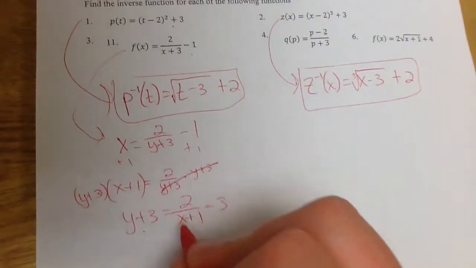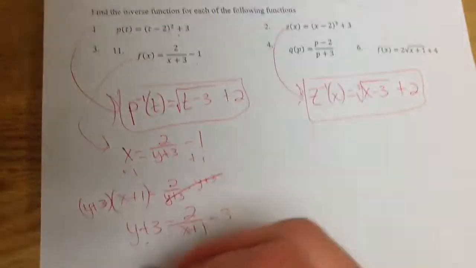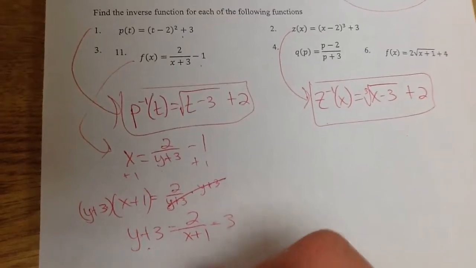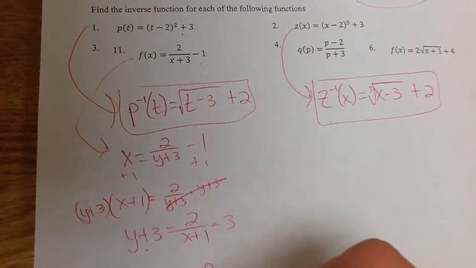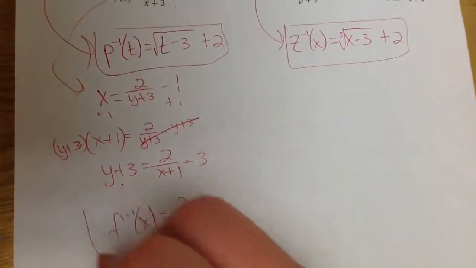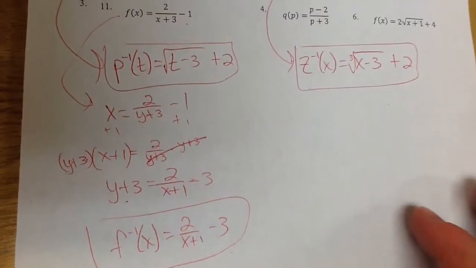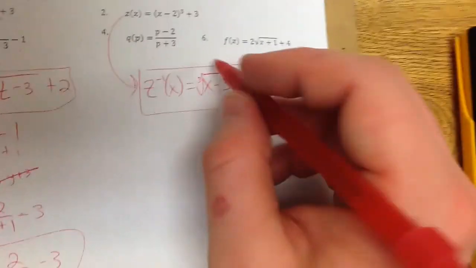So there's your answer. So what was my variable? F of x, so I'm going to go f negative 1 of x equals 2 over x plus 1 minus 3. There's your inverse of that one. And then, let's see, oh, there's two more. I kind of snuck another one in there.